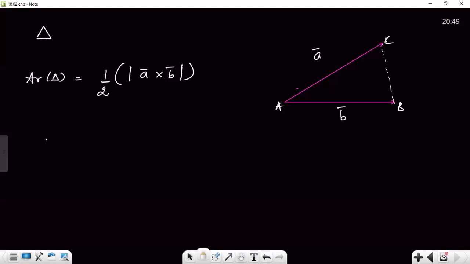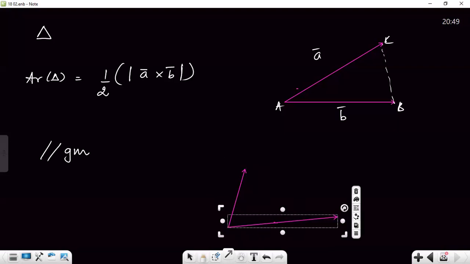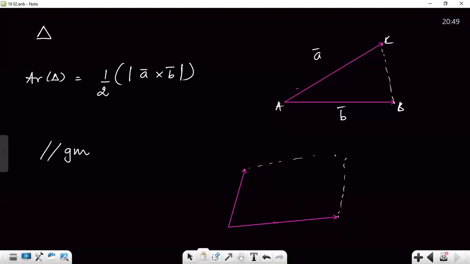And we have an application in the parallelogram as well. So if we have two vectors in the parallelogram, then simply the area of the parallelogram will be the magnitude of the cross multiplication. Simply we have doubled the area of the triangle, right? That's the area of the parallelogram.